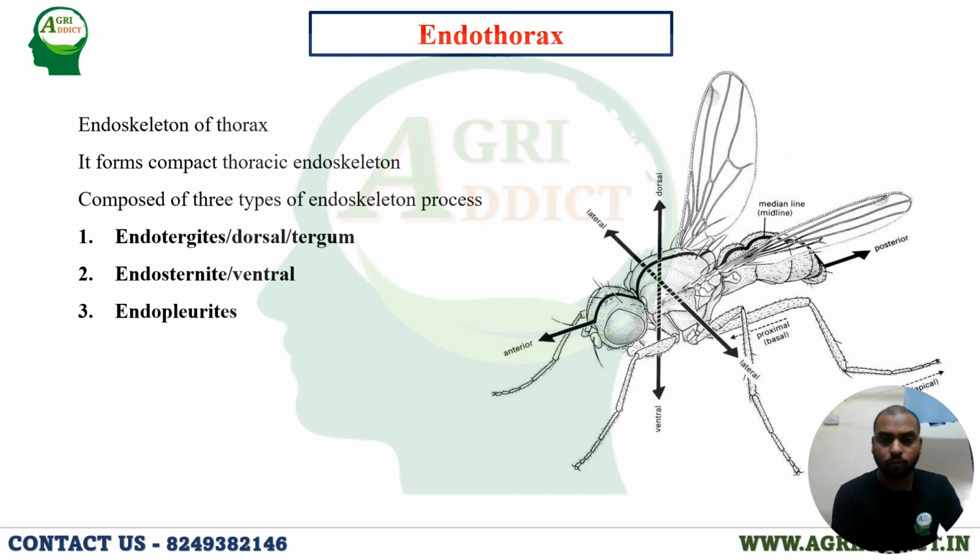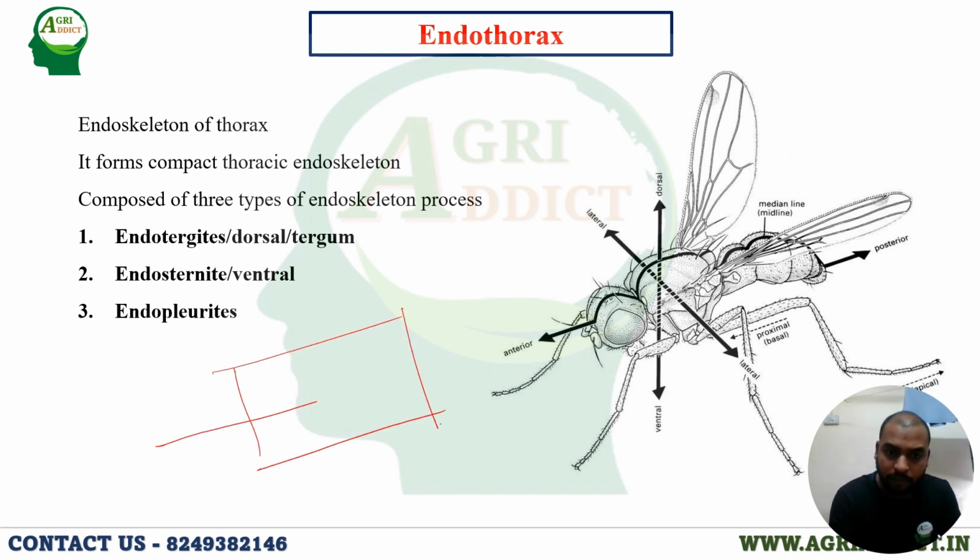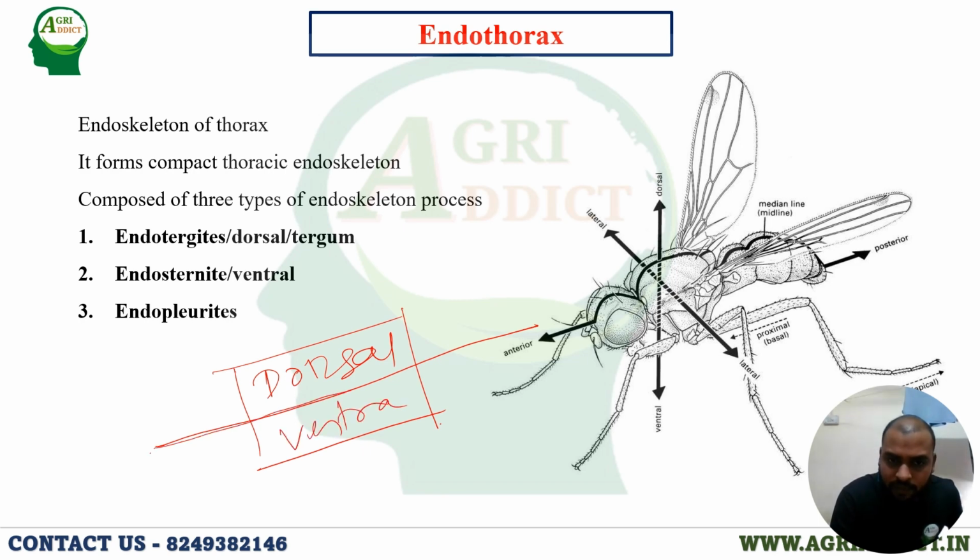So I have told you before what the endothorax is. Endothorax means the endoskeleton of the thorax. If we divide the insect body into different axes, here I am dividing three different axes. This is the upper part, called the dorsal. This is the lower part, called the ventral, and this is the lateral part, meaning the side part.